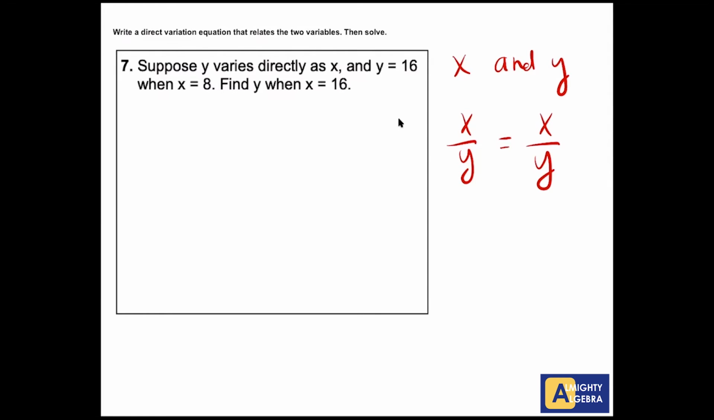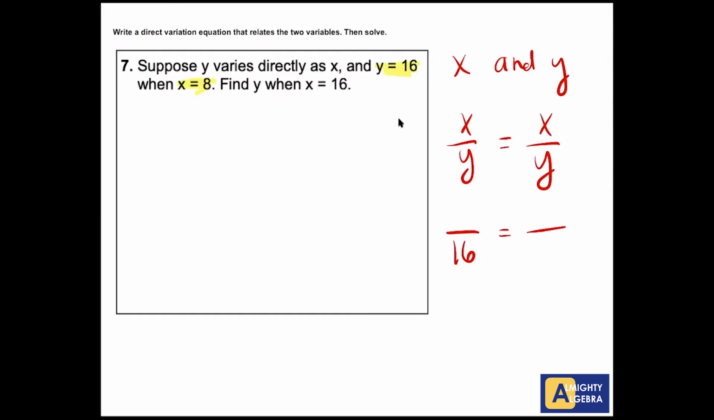Suppose y varies directly as x and y equals 16 when x equals 8. Find y when x equals 16. So let's just substitute these numbers in. In the first ratio, y is going to equal 16. So I'm going to put 16 in my denominator because that's where my y is. So the 16 goes here on the bottom, not here.